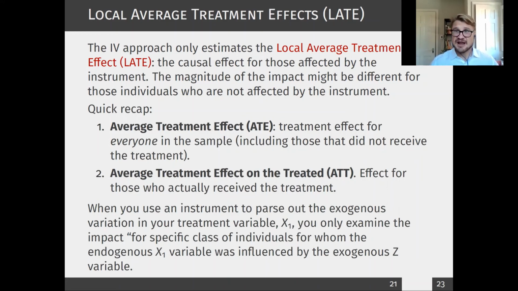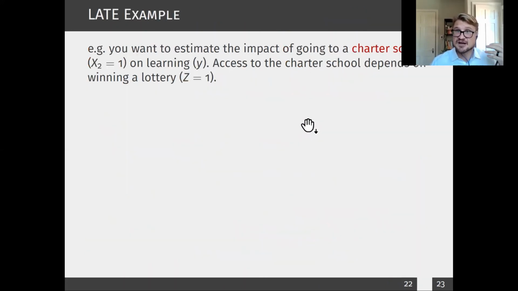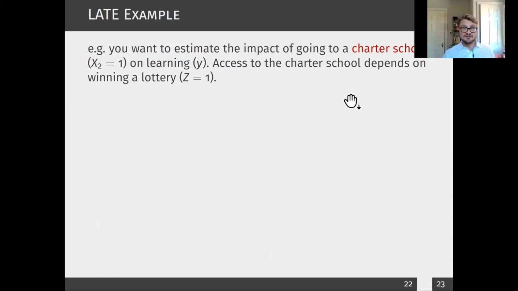But when you use your instruments to pass out this exogenous variation in your treatment variable X, you only examine the impact for the specific class of individuals for whom the endogenous X1 variable was influenced by the exogenous variable itself. It seems a bit abstract, so I'm going to go through a more specific example, and hopefully this makes more sense. Let's say you want to look at the impact of going to a charter school on student learning. But of course, it's endogenous which parents send their kids to a charter school or not.